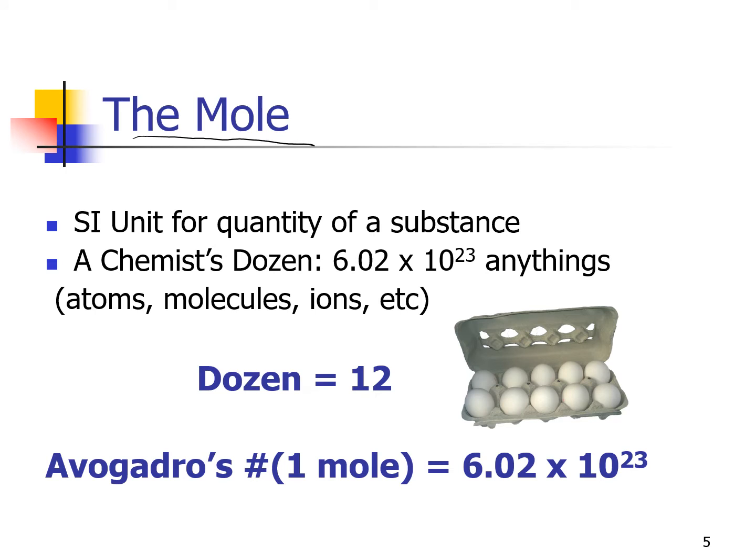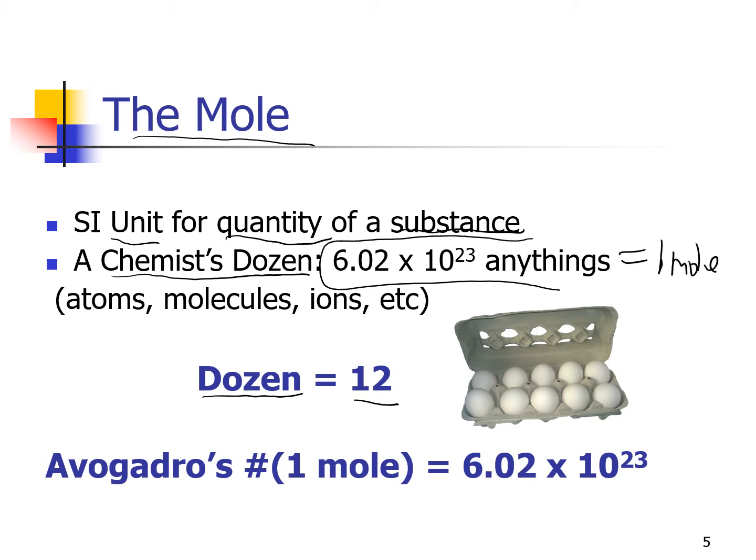The mole is a unit to tell us the quantity of a substance. It is a definition. Just like a dozen is a unit to tell us that we have 12 of something. This is a definition. A dozen equals 12. The mole is sometimes called a chemist's dozen, and our definition is 1 mole is equal to 6.02 times 10 to the 23rd. And it could be of anything.